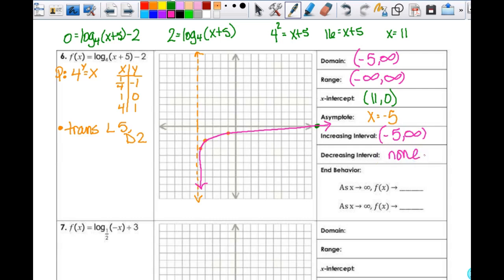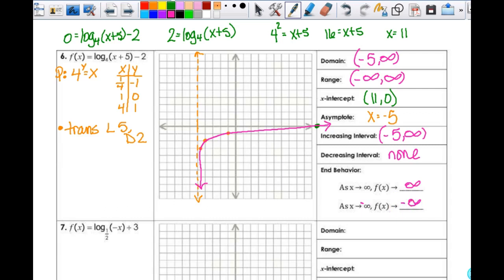Notice for exponentials and logs, it's either one or the other on every single one of these. On other things we've graphed, we've had maybe something in each, but that's not what's happening here. As x approaches infinity, f of x approaches infinity. And as x approaches -infinity, or really -5, then f of x approaches -infinity.